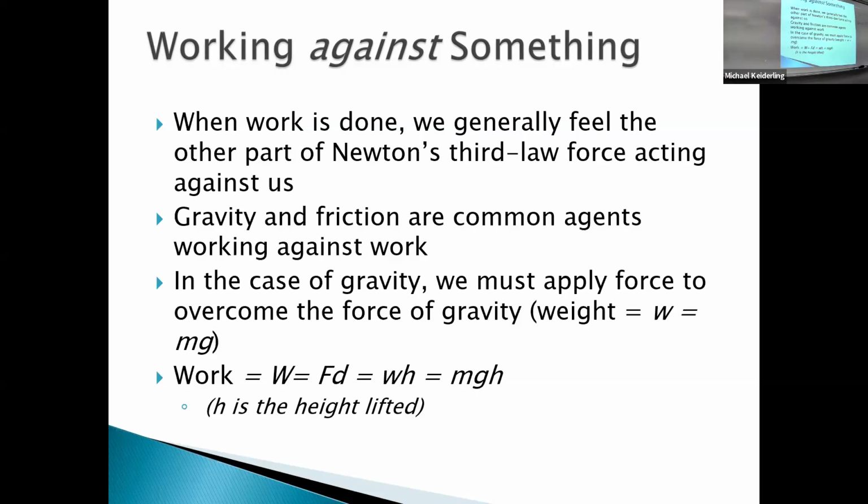So if I lift this 1 kilogram mass 1 meter, roughly, I have to do 1 kilogram times 9.8 meters per second squared times 1 meter. I have to do about 9.8 joules of work.